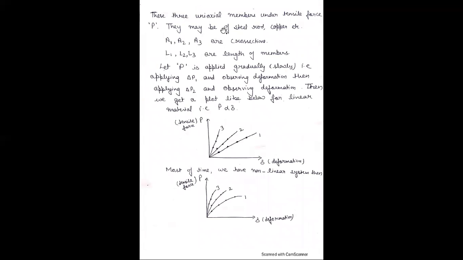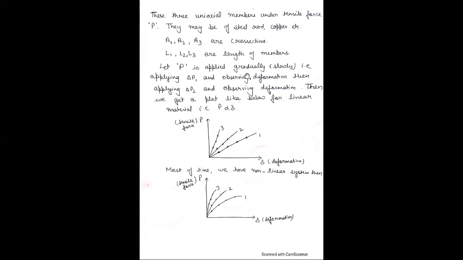Here delta is the deformation: delta 1 in member 1, delta 2 in member 2 and delta 3 in member 3. These are three uniaxial members under tensile force P. They may be of steel, rod, copper, etc. A1, A2, A3 are the cross sections, and L1, L2, L3 are the lengths of the members.